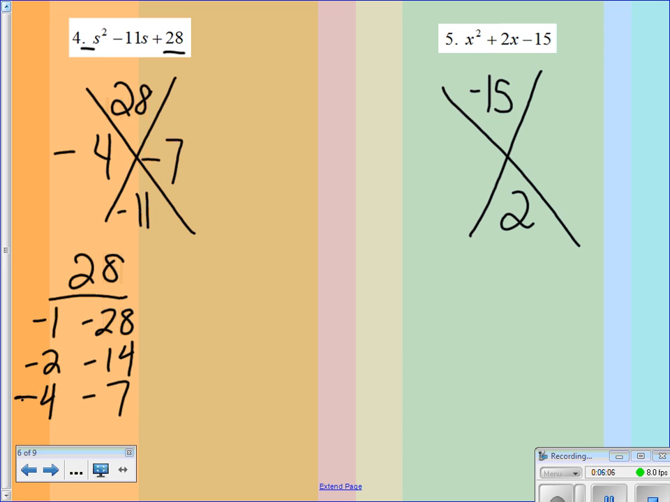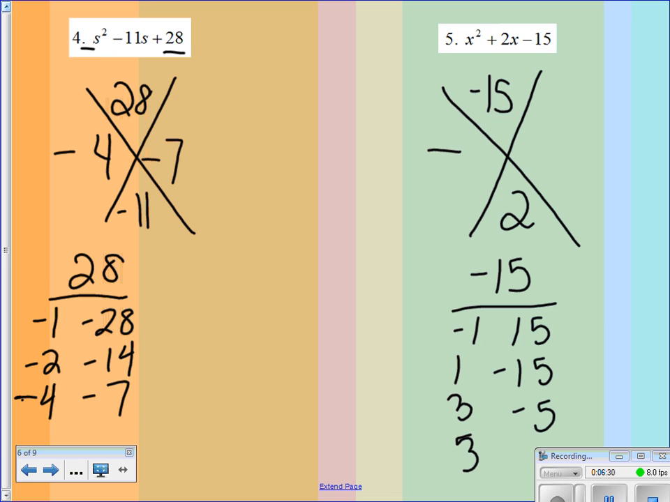So now that we have it set up, we need to figure out the factors. Well, here I have a negative product. So the only way I can get a negative product is to multiply a negative times a positive. So this is going to make my factor list a little longer, because I can have negative 1, 15, 1, negative 15, 3, negative 5, negative 3, 5.